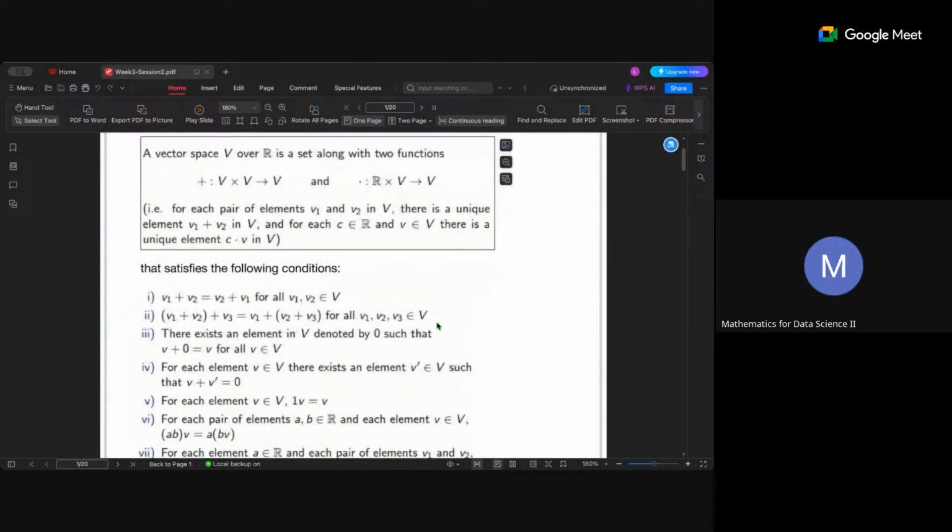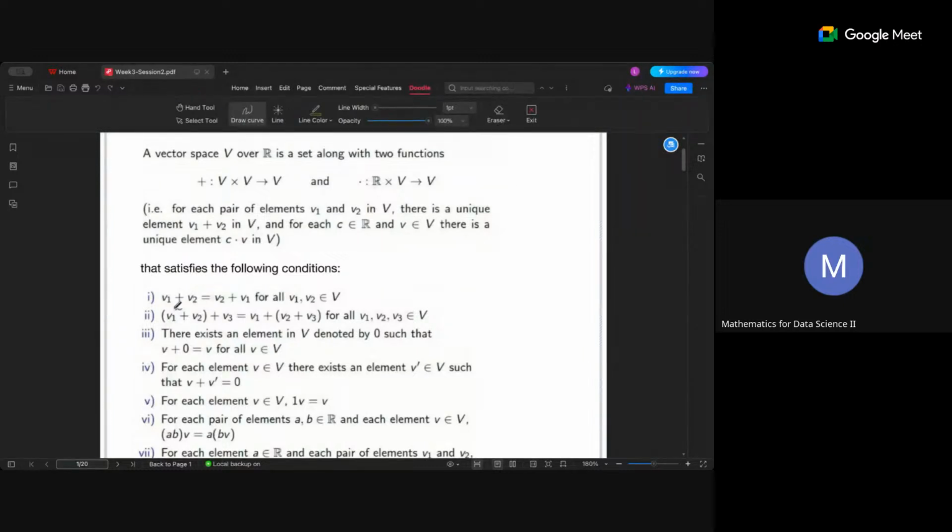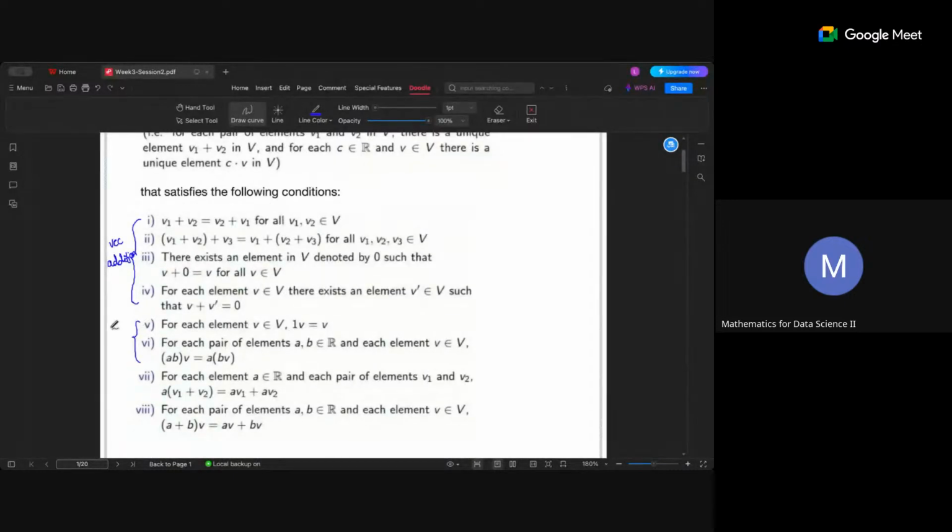Then we saw that the first 4 properties are with respect to vector addition. And then these two properties are with respect to scalar multiplication. And these two are distributive properties, a combination of vector addition and scalar multiplication. Okay, so we have all the 8 axioms.